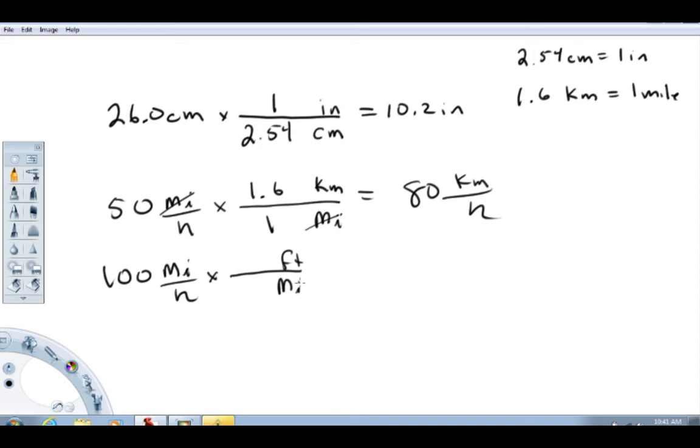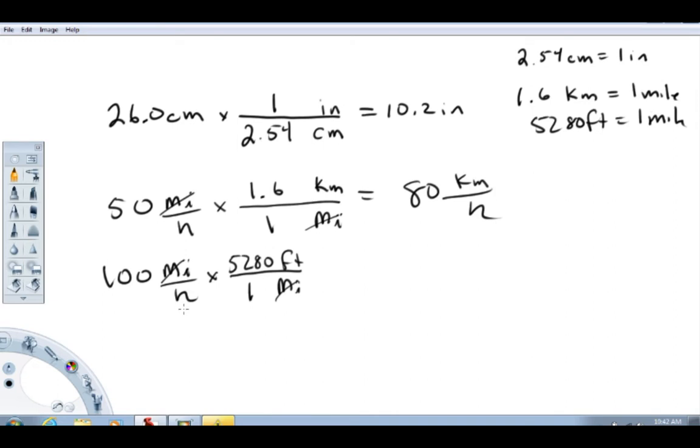Now, I guess I didn't get that one listed over here. I'll go ahead and do that now. 5,280 feet is equal to 1 mile. And again, this is something that you would look up if you were working this conversion. So in my conversion factor here, I'm going to have 5,280 feet over 1 mile. Now if we were to multiply this out, the important thing to note is that the miles cancel, and we would have a number with units of feet per hour.